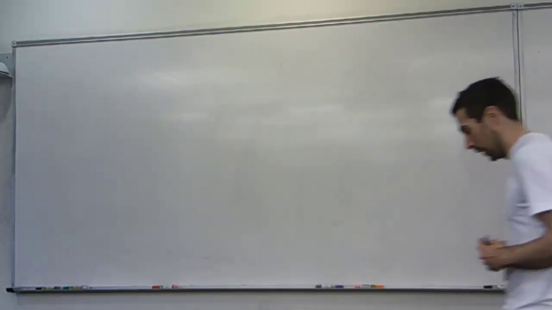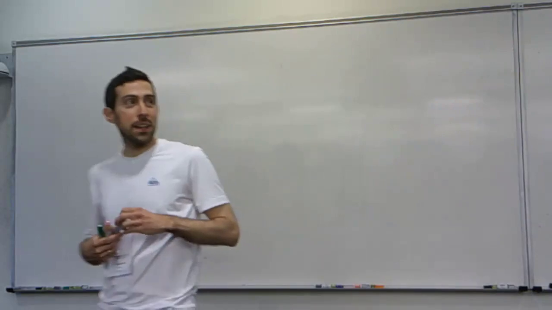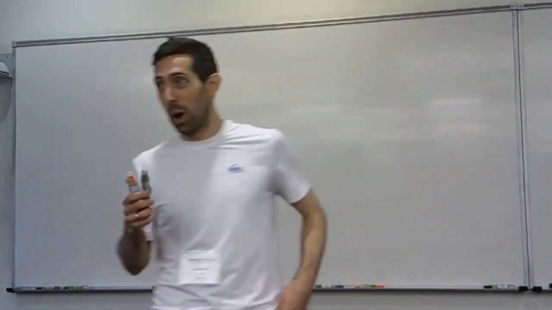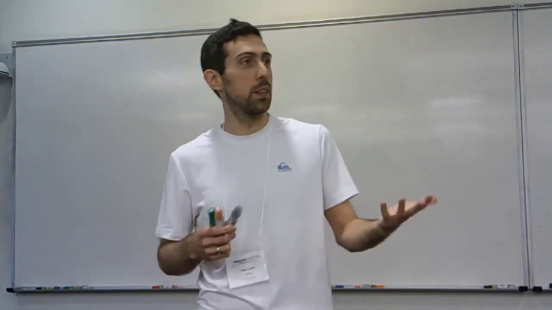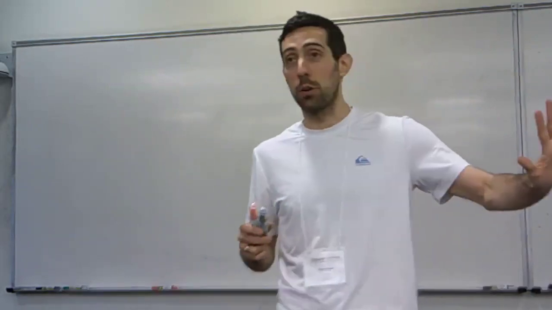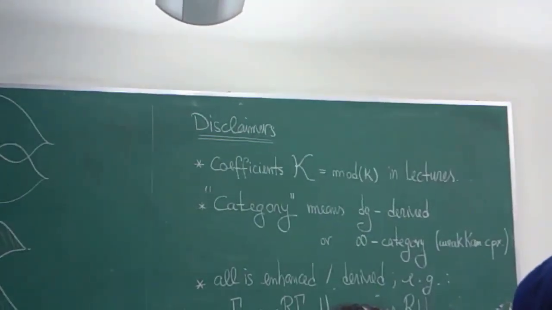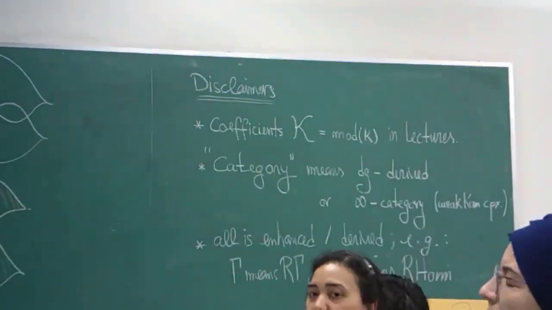So the quick disclaimers are there on the board. In the notes, I use general coefficients. You can absolutely ask me, why would you want to do that? There's a point to this, but in these lectures, the general coefficients are always going to be the dg-derived category of modules over a certain unital commutative ring. Just think vector spaces if those words are not okay with you.